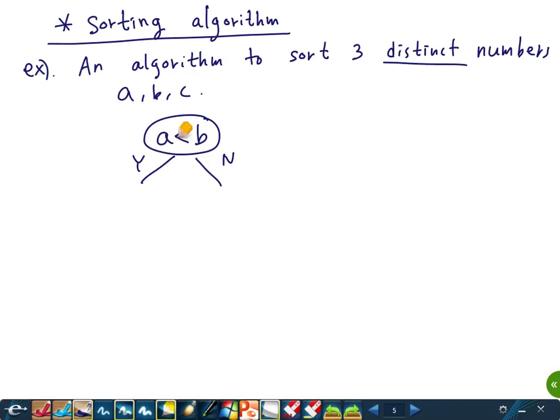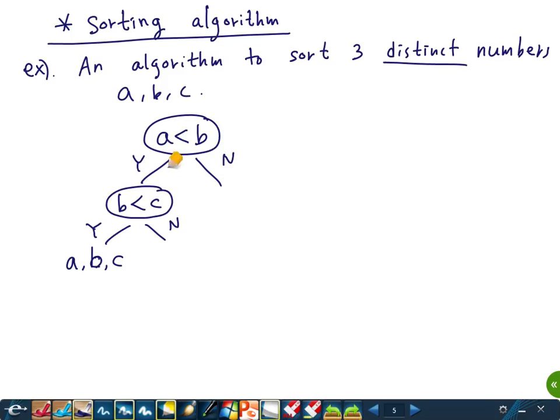Yes, that means this is true. Then now we compare B and C. And the answer would be yes or no, right? If yes, what does that mean? A is smaller than B, B is smaller than C. Then the sorted sequence will be A, B, C. These are in increasing order then. Okay. What about if it's no? That means no, B is bigger than A and B is bigger than C. Then we cannot decide just yet. We cannot finish sorting.